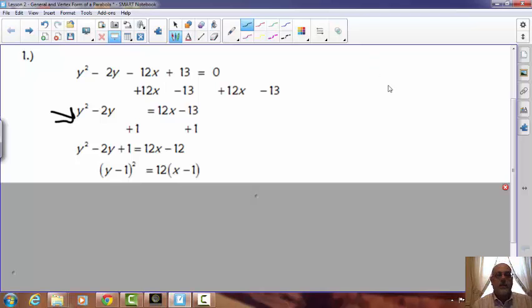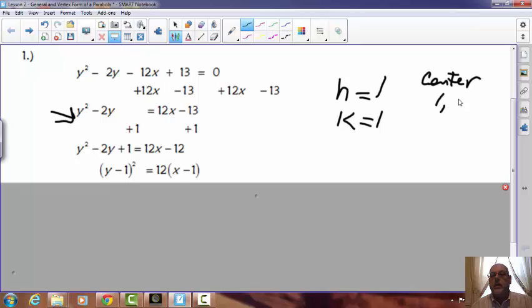And so if we start looking at some of the information we can get from this equation, h is 1, k is 1. So the center is at 1, 1. Not so bad. You're doing okay with this tablet.